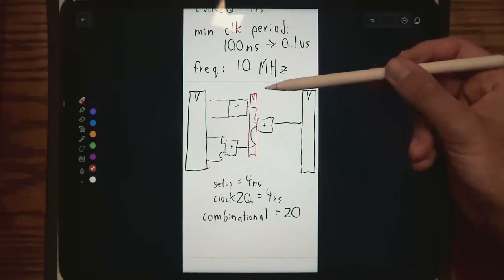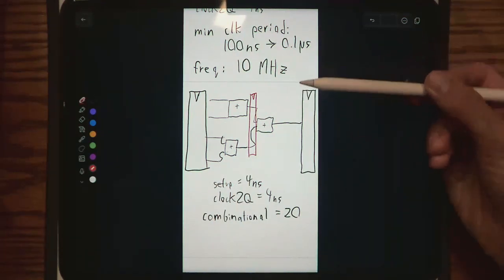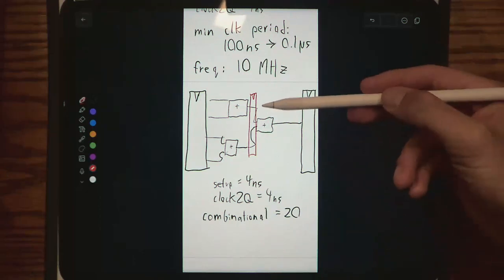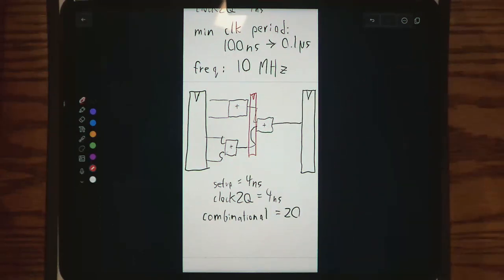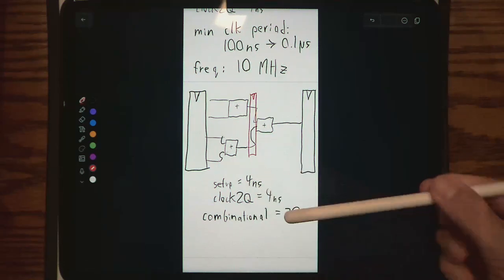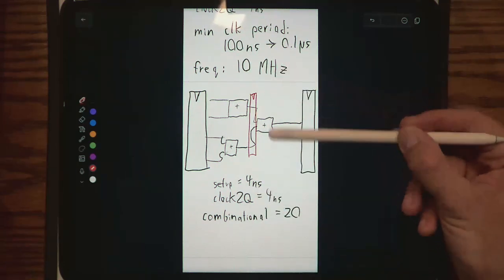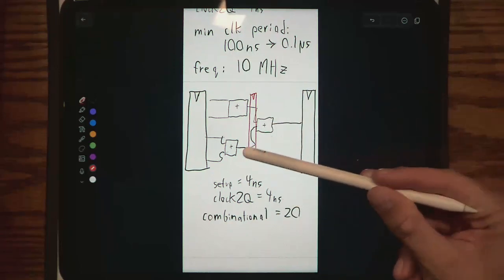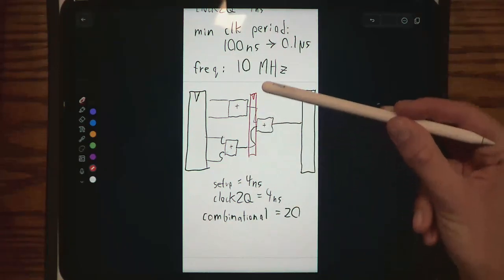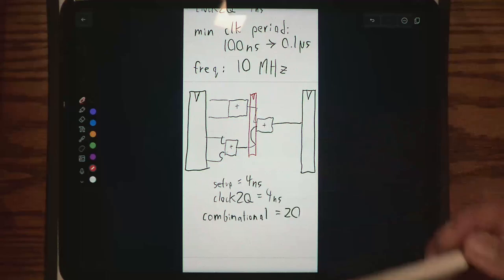This is called a pipeline stage that we've just inserted. It's the idea that you can put a flip-flop right in the middle of your combinational delay, and now your clock frequency can be increased. Notice that unfortunately we do add a little bit of extra delay here, because our clock to queue is 4 nanoseconds and setup time is 4 nanoseconds. So adding this flip-flop will slow down your design just a little bit.